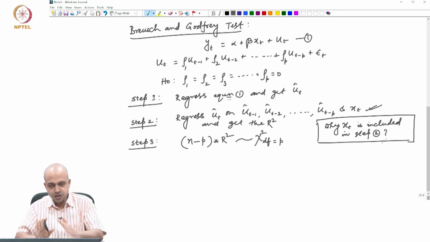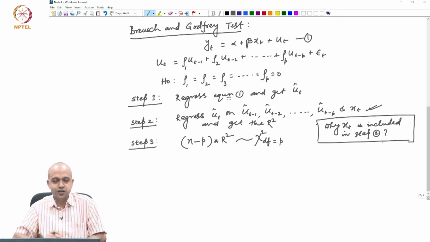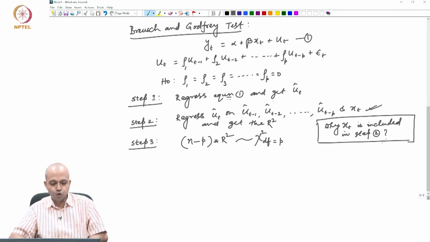So, this is the Breusch-Godfrey test. This is a more generalized test. Why is this so? Because I have assumed a more generalized data generating process for the ut. That is why ut depends on all its previous values, and the lag is up to p.